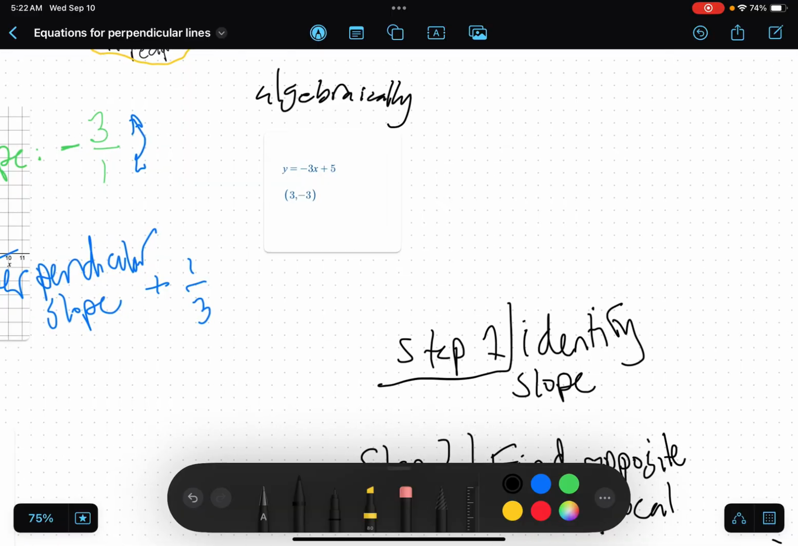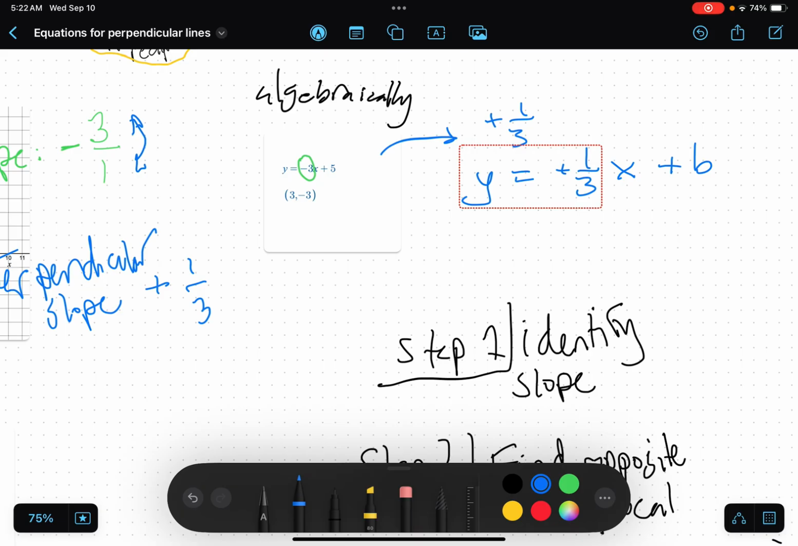This is the same example, the same equation and the point, but now I want to solve for it algebraically. I can see here my slope is negative 3. So my opposite reciprocal slope, my new slope, is going to be positive 1/3. So let me set up my equation: y equals positive 1/3 x plus b. That's the part I don't know. And then the rest of this problem is going to be exactly how we did the parallel lines. I'm just going to plug in my point that has been given to me. Remember, the first one's x, the second one's y. Plug this into the equation to figure out what b has to be.